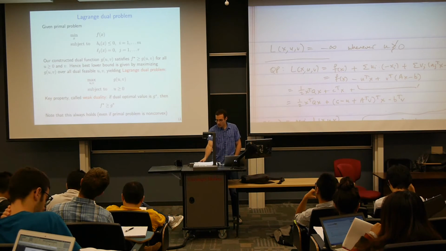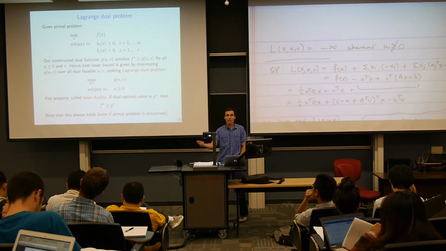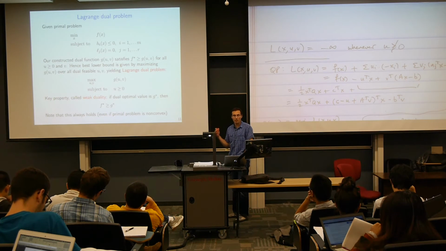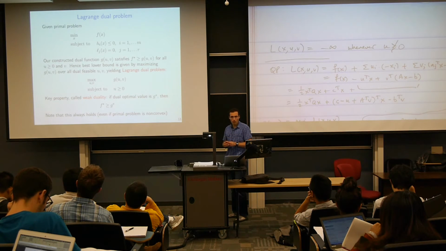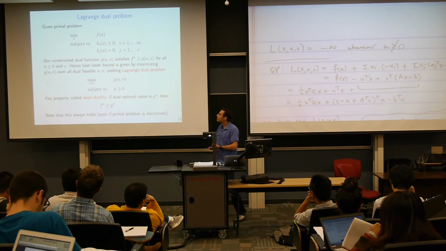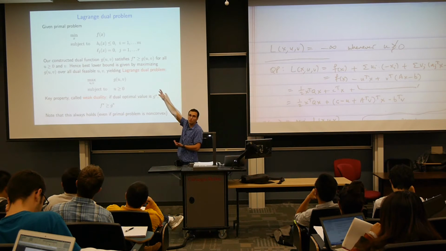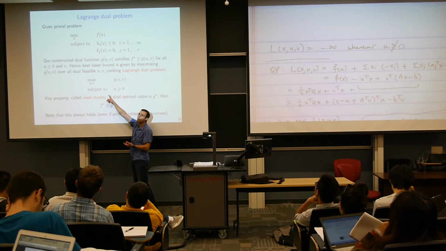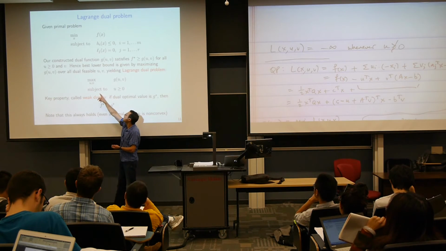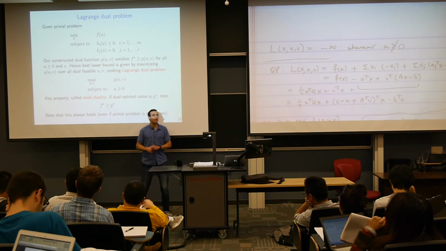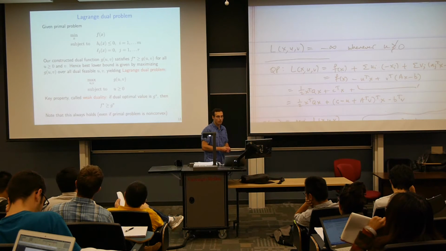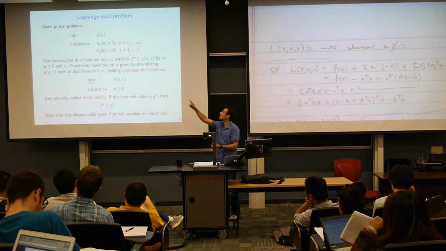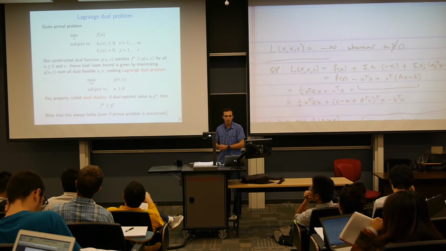So we've talked about the Lagrangian, the Lagrange dual function, and we've kind of implicitly been mentioning this the whole time, but here's a formal statement about the Lagrange dual problem. The Lagrange dual problem corresponding to that original problem we started off with is just to maximize the Lagrange dual function over all dual feasible u and v, so all u that are non-negative and any v. So that's called the Lagrange dual problem that corresponds to this original primal problem.